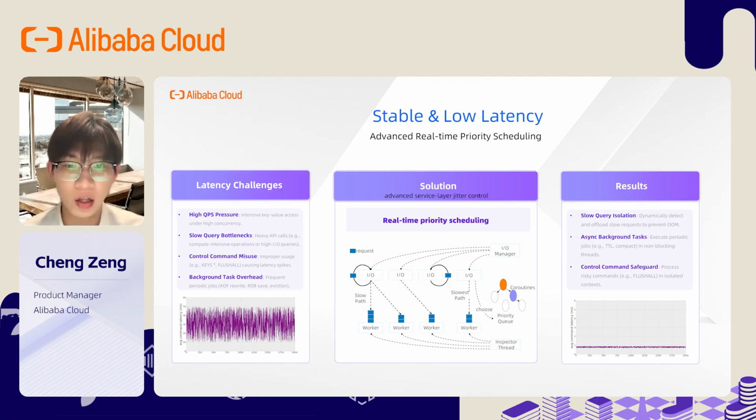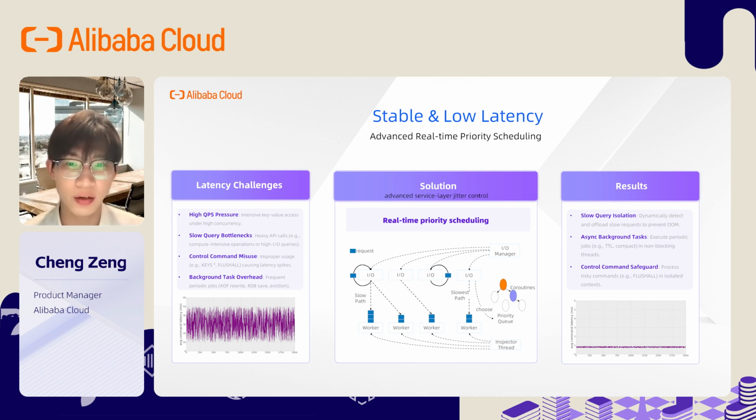As we can see in the lower left image, traditional KV databases often suffer from latency spikes. The response times are highly unstable. To address this challenge, Tair Serverless KV has made a series of key improvements. We call this solution real-time priority scheduling. By classifying request types, separating control flows, and running background tasks asynchronously, we ensure that critical business requests always get low latency responses. And how does it actually work?